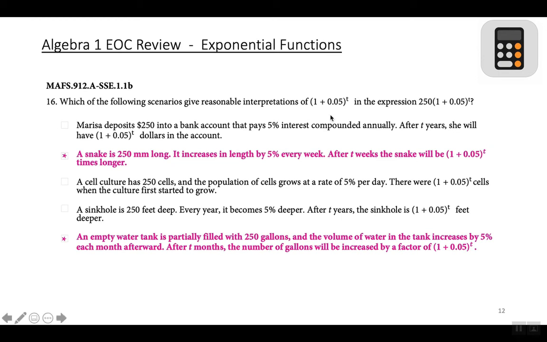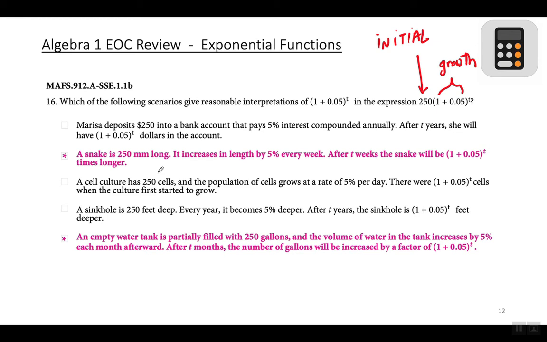and keep in mind that just like we were just going over, A is the initial amount and B represents the growth or the decay. In this case, it's growth because you're adding that number to 1. So this is exponential growth. One of the correct answers says a snake is 250 millimeters long. It increases in length by 5% every week. After t weeks, the snake will be 1 plus 0.05 to the t power times longer. Yeah, that one's correct.